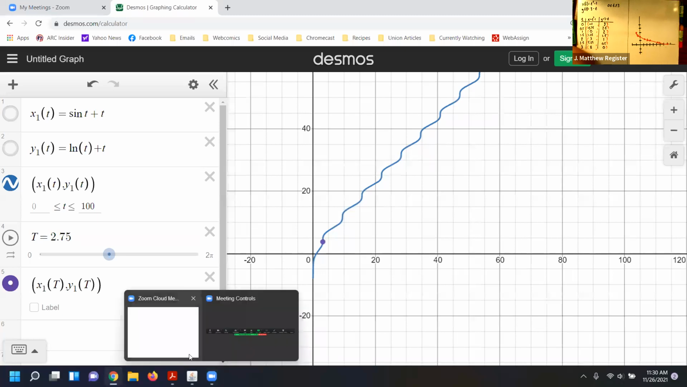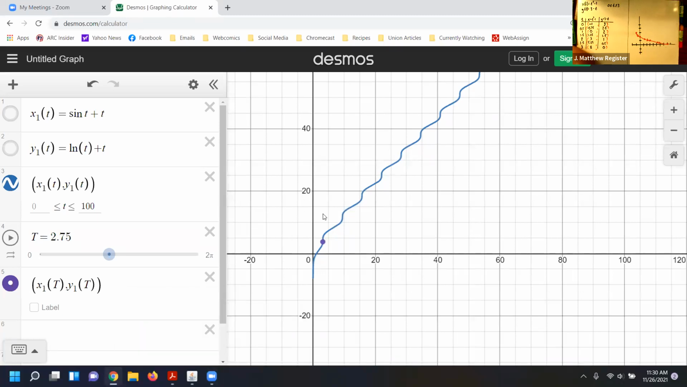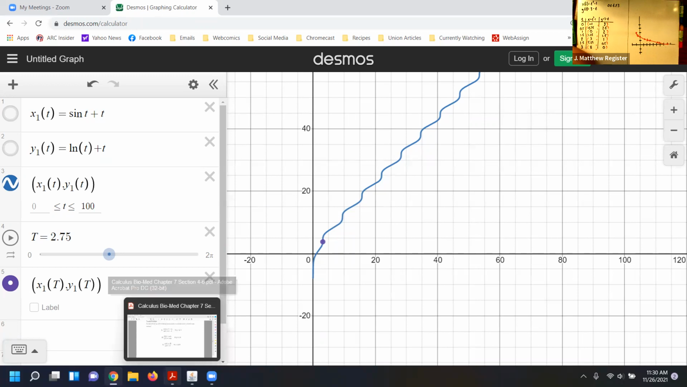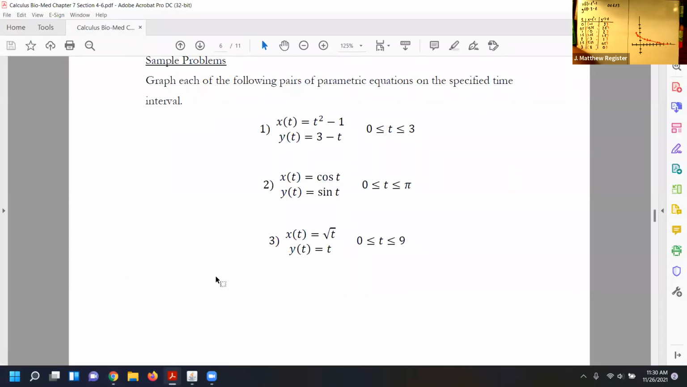For our purposes, we're not going to spend too much time worrying about parametric equations, because we're really using parametric equations to develop the next idea. The next idea being, what do we do when we have systems of differential equations?